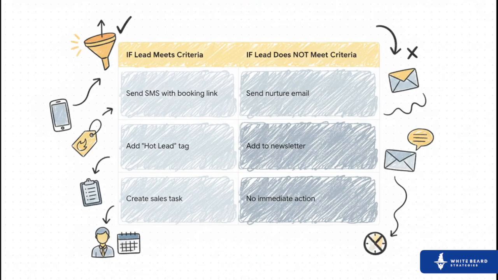Okay, now let's connect the dots. Remember that problem from the user earlier? This is how you solve it. Look at this. The trigger is the same for everyone. They submitted a form. But right here, the workflow asks a question. Does this lead meet our criteria?